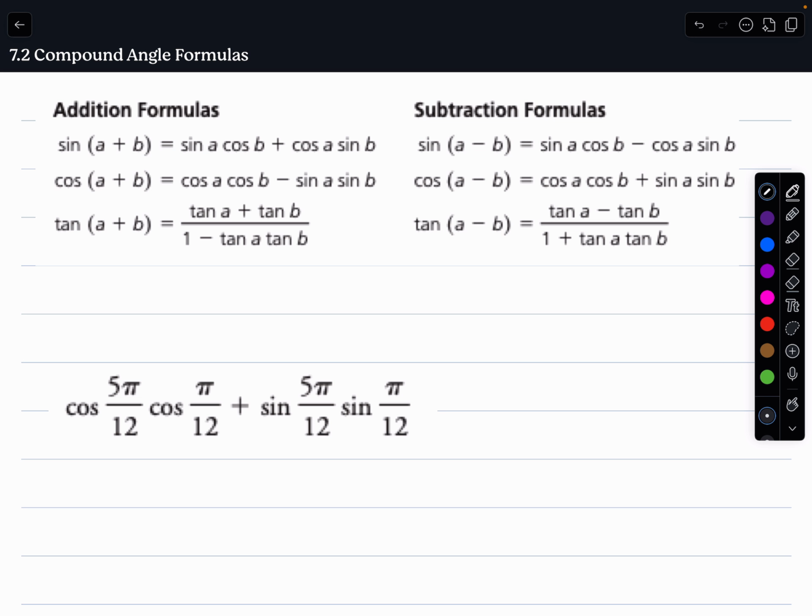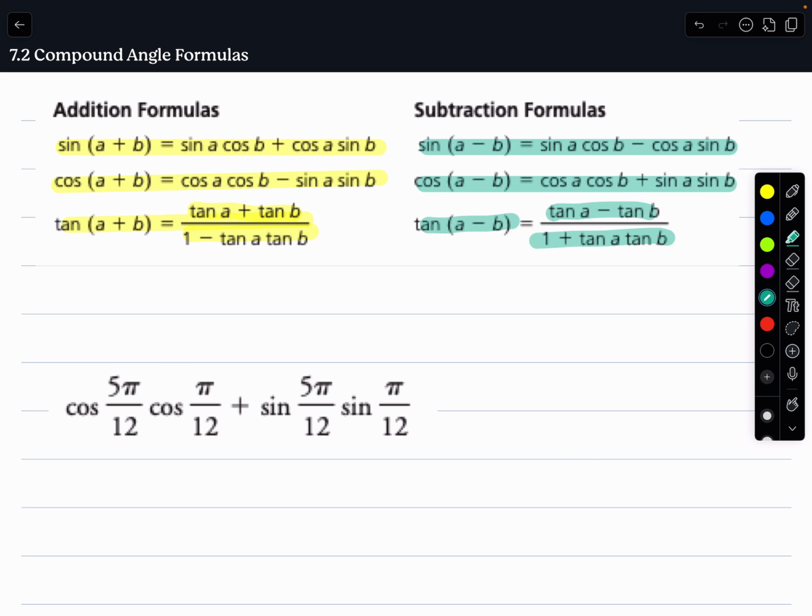Compound angle formulas are something that is very new. This is a purely advanced functions kind of concept. You didn't learn this in functions in grade 11, but these are the main formulas that you need to know. Over here, we have the addition formulas, which are sine a plus b is equal to this, cos a plus b is equal to this, and tan a plus b is equal to this. And then for the subtraction formulas, we have these three.